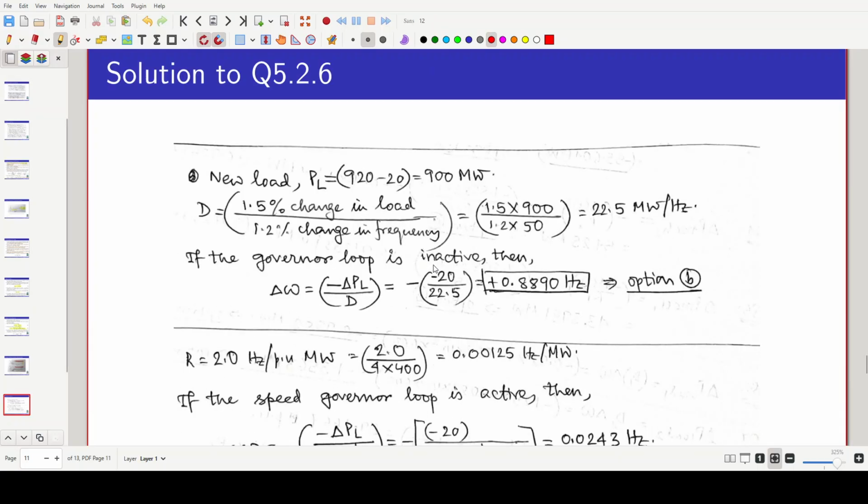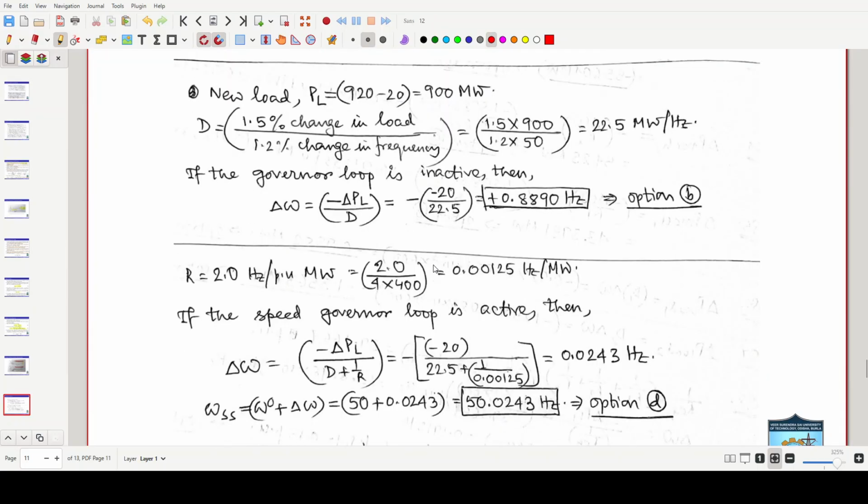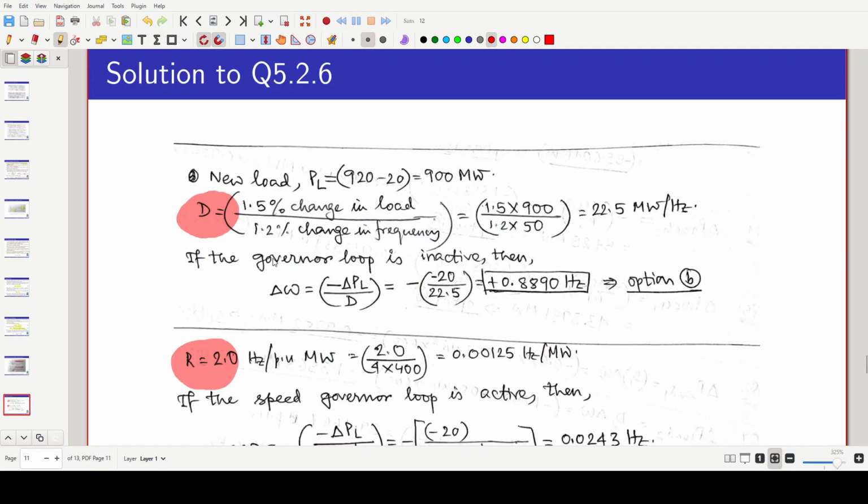Okay, and some problems are there for the regulation constant. You see here the frequency dependency and the regulation constants. So I suggest you go through these problems.